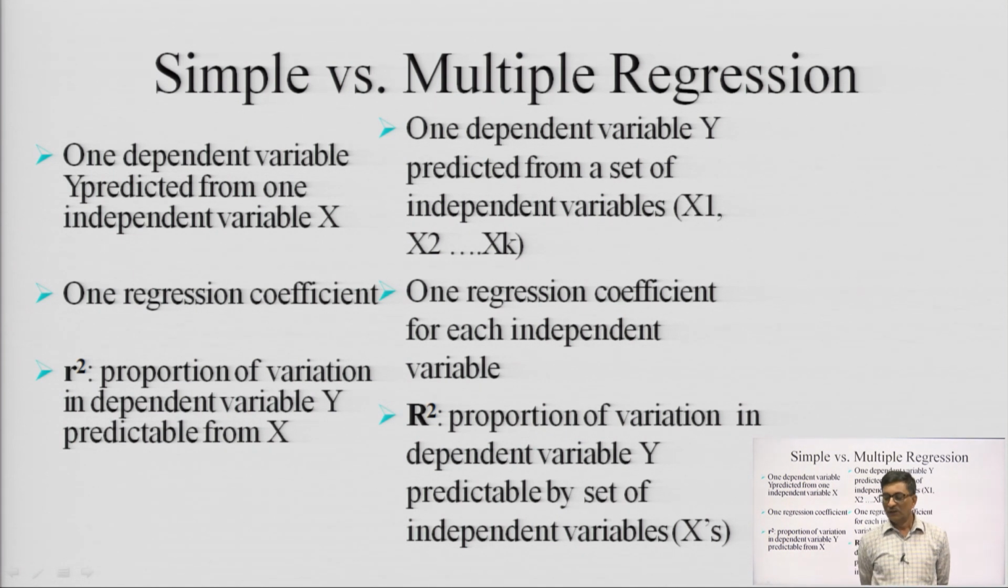Third, R square, where R is the correlation coefficient. The square of the correlation coefficient is the proportion of variation in dependent variable y predicted from x. In multiple regression, R square, which is also called the coefficient of determination, is the proportion of variation in dependent variable y predicted by a set of independent variables x.